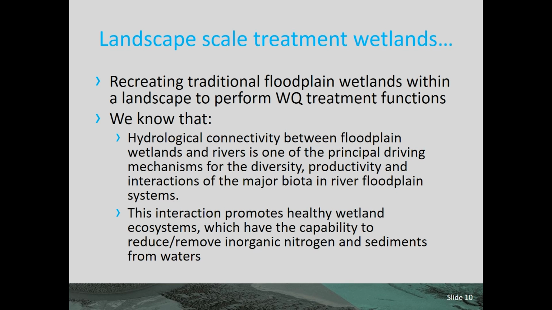If we take a step back, we know that before we came and drained the landscape and built our towns and all that, there was a natural connection, a hydraulic connection between the floodplain wetlands and the rivers. That kind of connection drove a lot of diversity and production with the biology of those floodplain wetlands, and that interaction in turn removes inorganic nutrients. It's the whole reason why constructed wetlands are a thing that we're talking about, because we've harnessed that ability of a wetland to process nutrients.